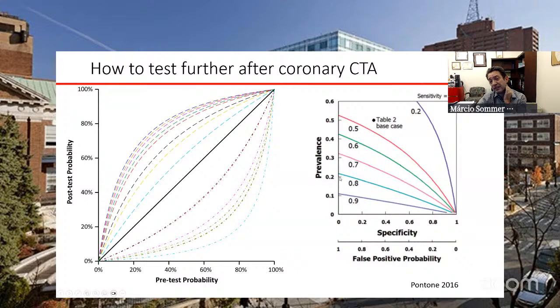And if the prevalence is about 20, 30%, as we said, and you have a test that is 50% specific, which I'm going to show is the case for FFRCT, you might end up with 70% false positives, which is exactly what's been shown in the literature.